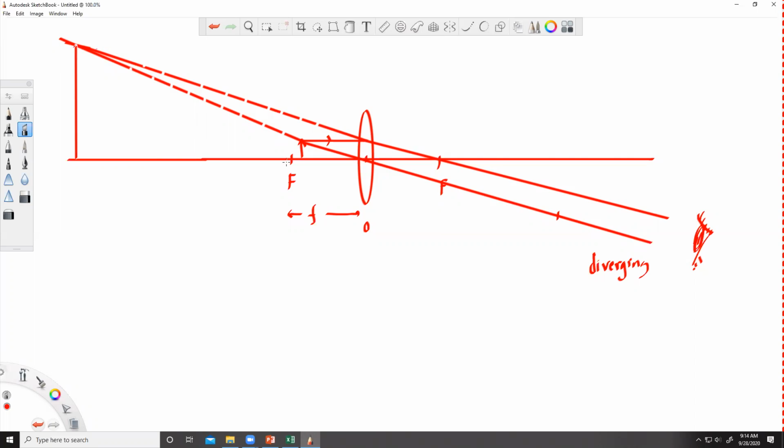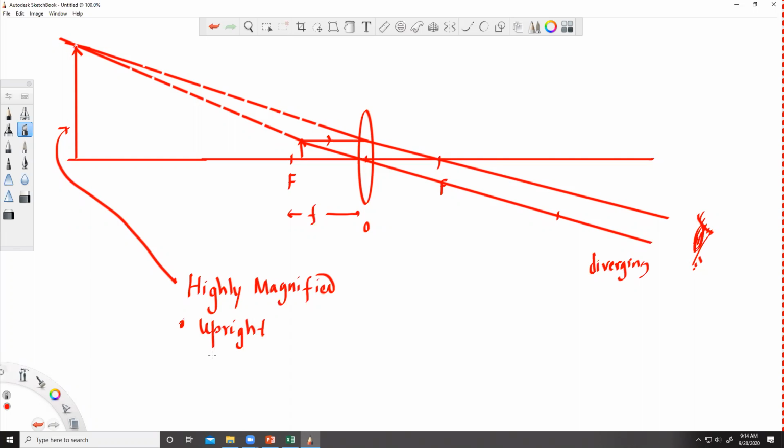And you see that it's highly magnified. This is the object, and this is the image of that object, which is highly magnified, and it's also upright. These are the characteristics of the image.